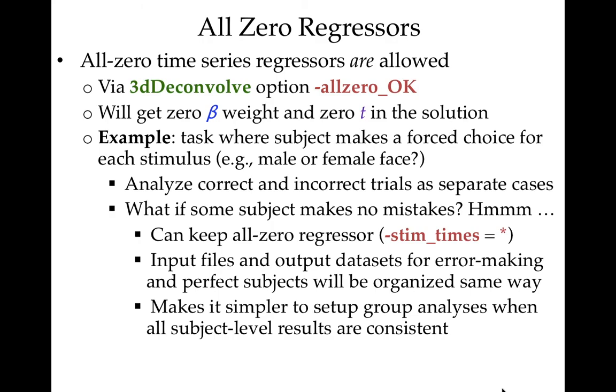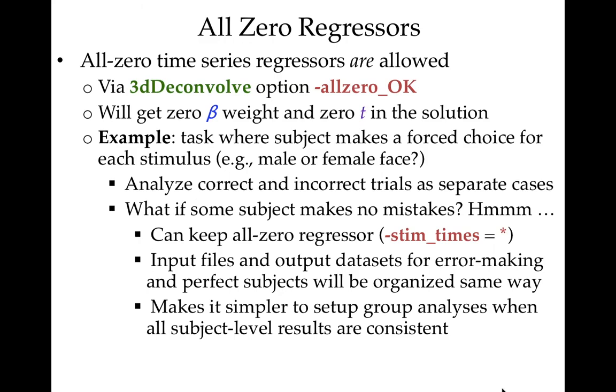And then what happens if you have a subject that makes no mistakes? Well, if you need mistakes, then you need to make a harder test. But if you're really interested only in the correct ones, then you can do this where you keep the all zero regressor, where the stimulus time file just contains a star, indicating that it's a placeholder. It's not a non-existent file, but the star means don't do anything.